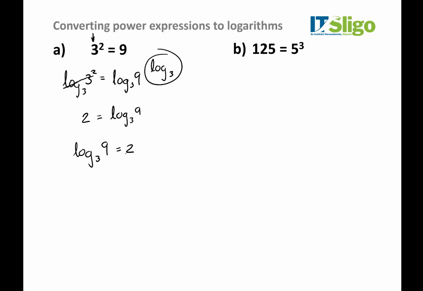Similarly, again, this is a power statement. We want to change it into a log statement, so we need to remove the base. We need to kill this base of 5. So we use a log with the same base. We apply this to both sides. And then these cancel each other out, and we now have our log statement.